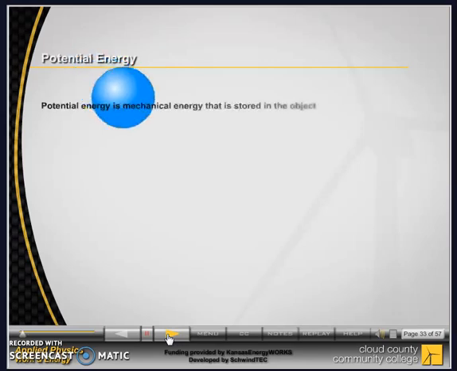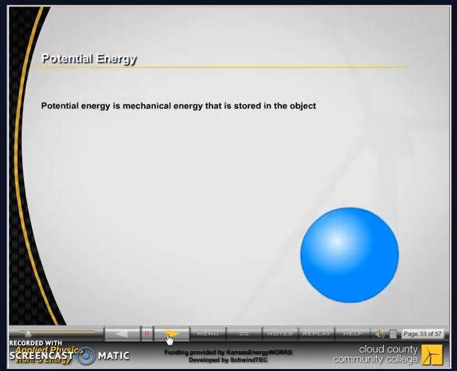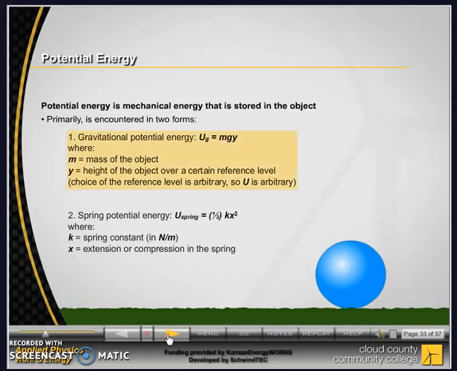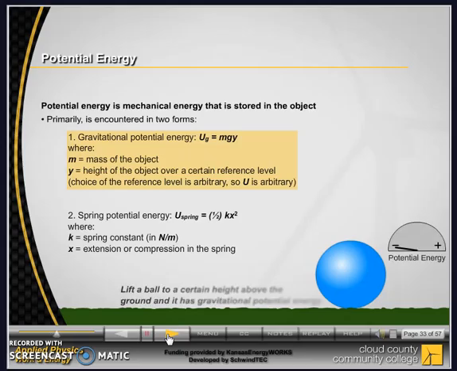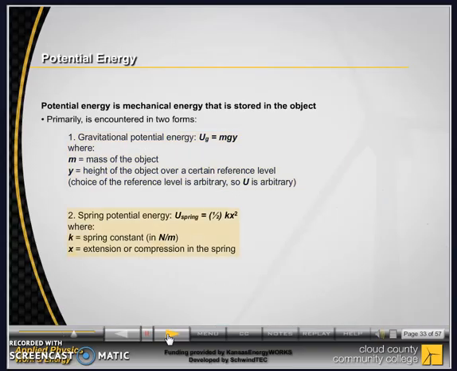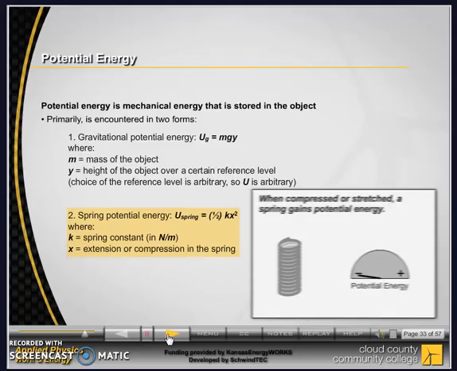Potential energy is mechanical energy that is stored in the object. It primarily is encountered in two forms. The first form is energy relative to a position in a gravitational field. Lift a ball to a certain height above the ground and it has gravitational potential energy. The second form is energy that results from stretching or compressing. When compressed or stretched, a spring gains potential energy.